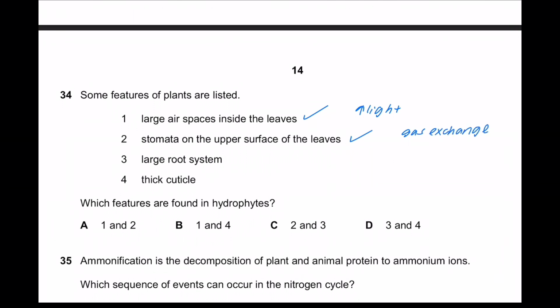We wouldn't want a large root system, since small roots are sufficient as they can extract the nutrients from the surrounding water through their tissues, so a large root system is not required. They also wouldn't want a thick cuticle. They will want a thin cuticle instead, to prevent water loss. So the answer would be 1 and 2, which is A.